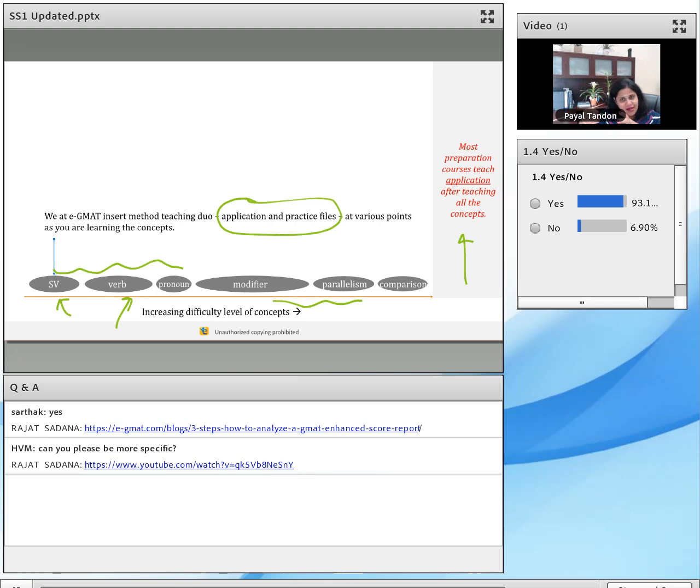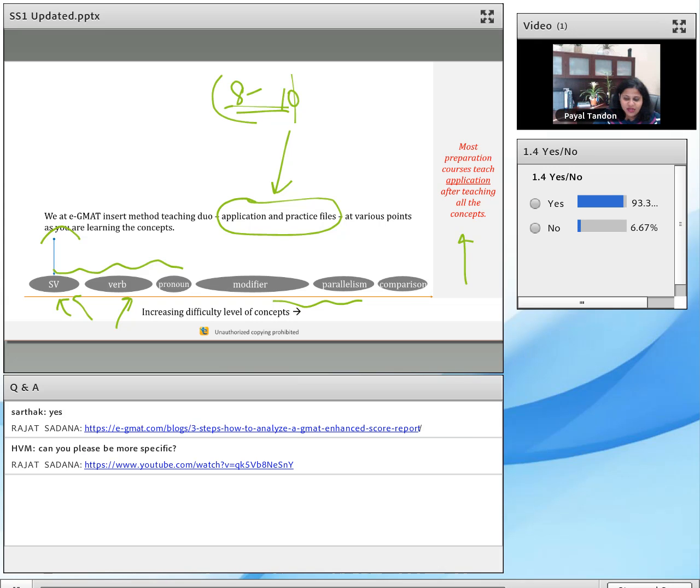practice file. So right there and then, these 8 to 10 questions that are there in these application and practice files, they are purpose built. You don't have any random selection of questions here. The questions in the subject verb block will only be questions that have subject verb errors primarily. You're not going to have any nuanced pronoun errors or any nuanced parallelism error in the application and practice files here.